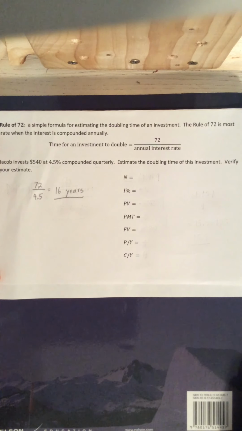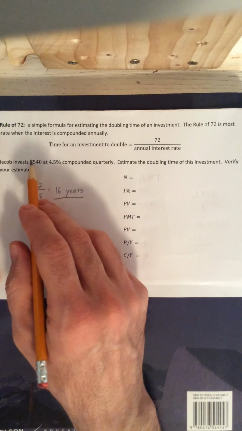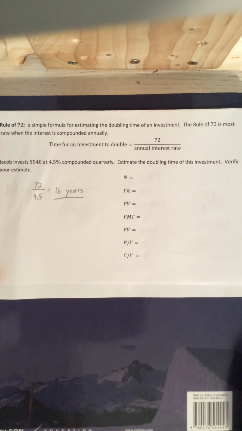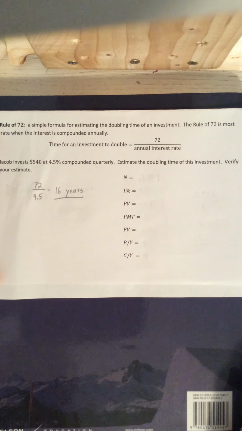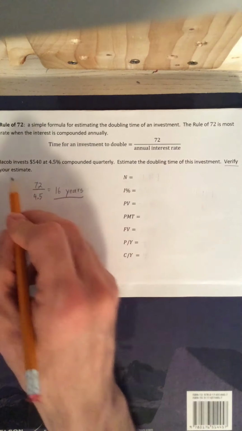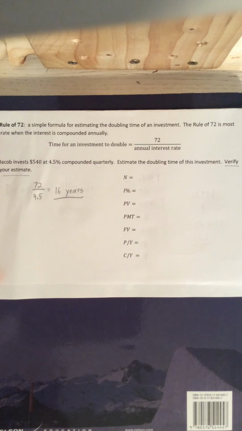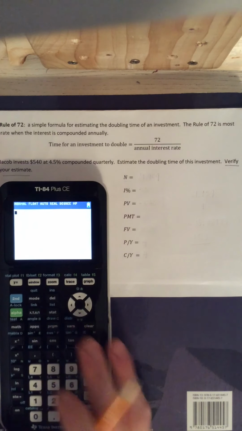So 72 divided by 4.5 is 16, and the units on it are years. So we can estimate with the rule of 72 to say that Jacob's investment of $540 will double in value, so it will be $1,080 in about 16 years. Now, if we want to verify this estimate, we have to use the TI-84 calculator.